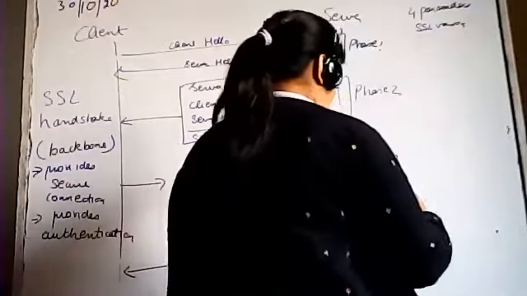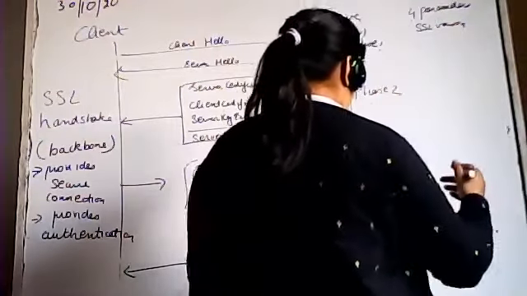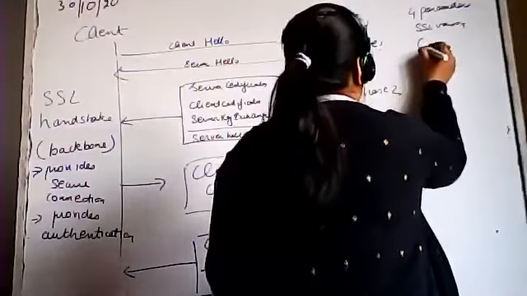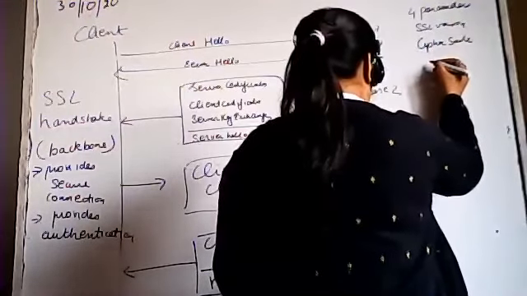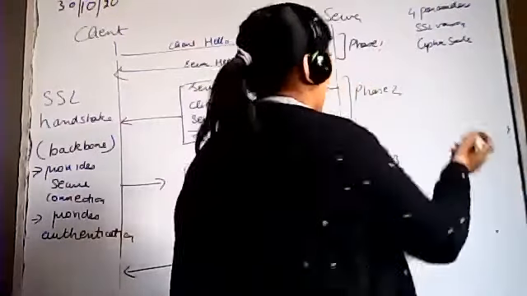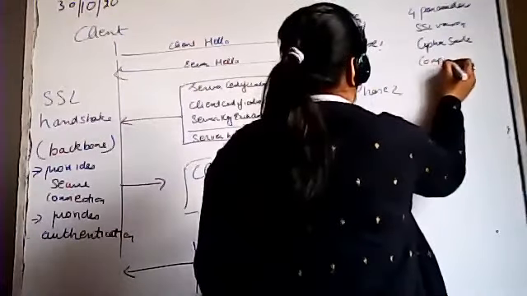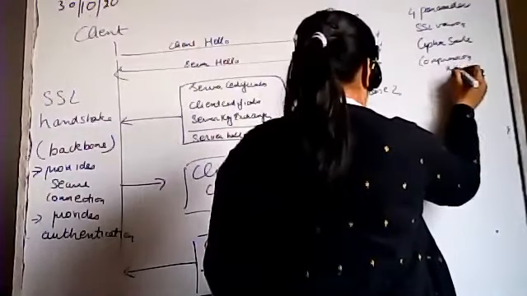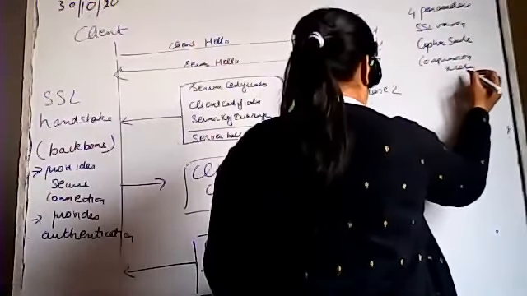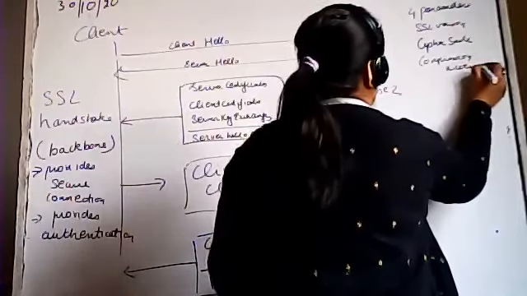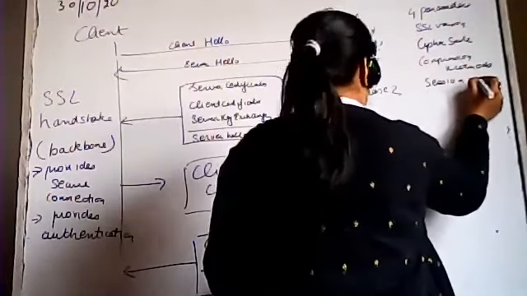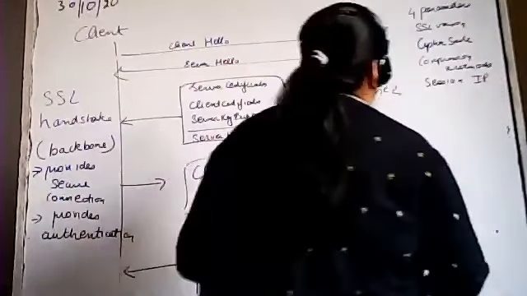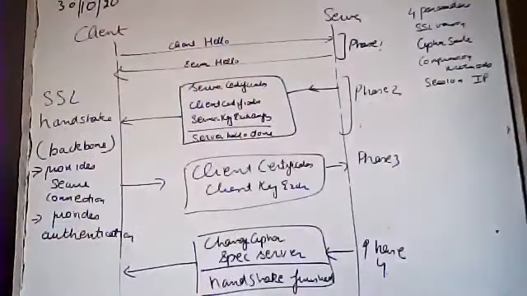Okay. Then is the cipher suite, that is, what type of cipher suite it is using. Cipher suite is the list of cryptographic algorithms and compression methods, and the last one is the session ID. Okay, session ID. So these are the four parameters that will be passed by the client to the server.